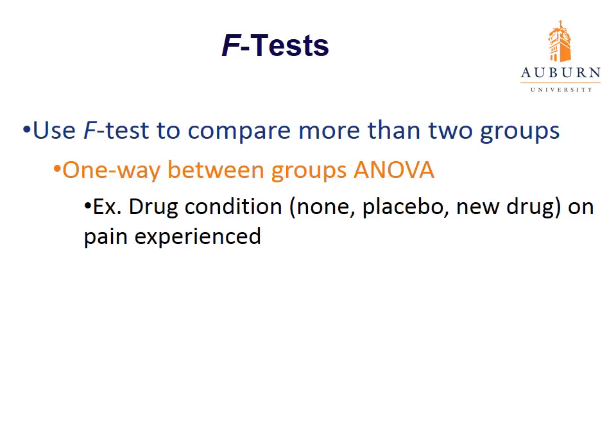So that would be an example of a one-way between groups ANOVA. We have one independent variable, 3 levels, and our participants are in one and only one of the groups. They won't be in multiple groups. They won't be tested with multiple types of drugs.